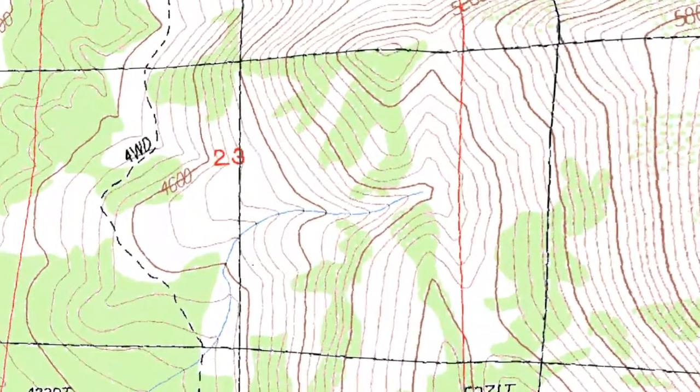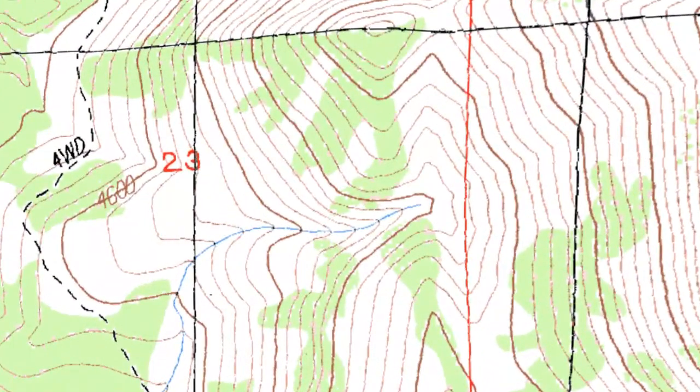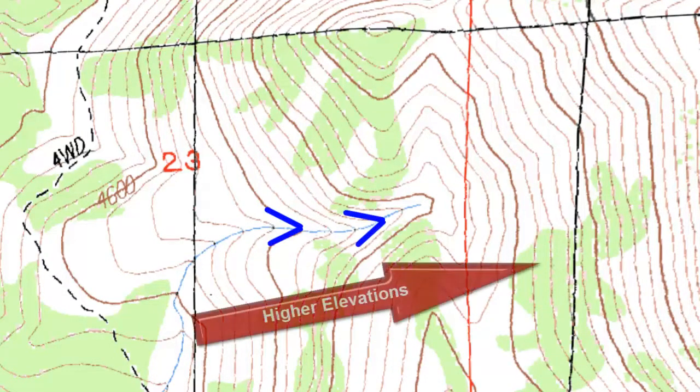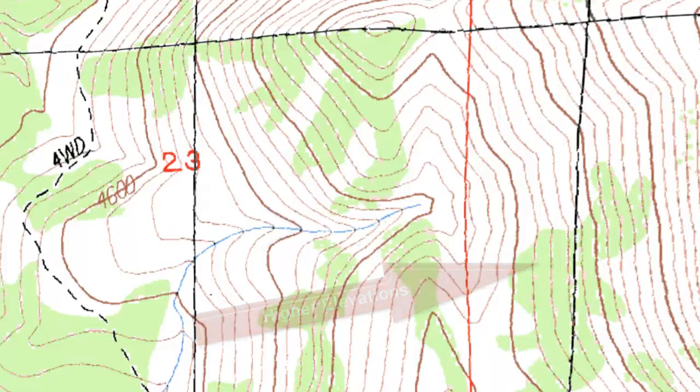One very useful rule of thumb when reading topographic maps is that if the point of a V-shaped contour line is pointed uphill toward higher elevations, then we know we are looking at a valley.